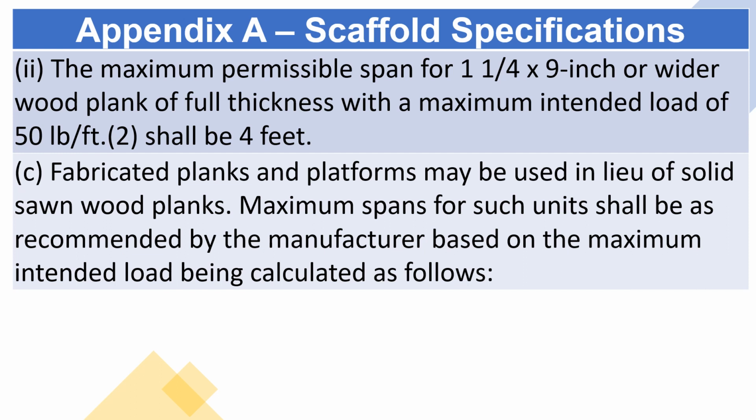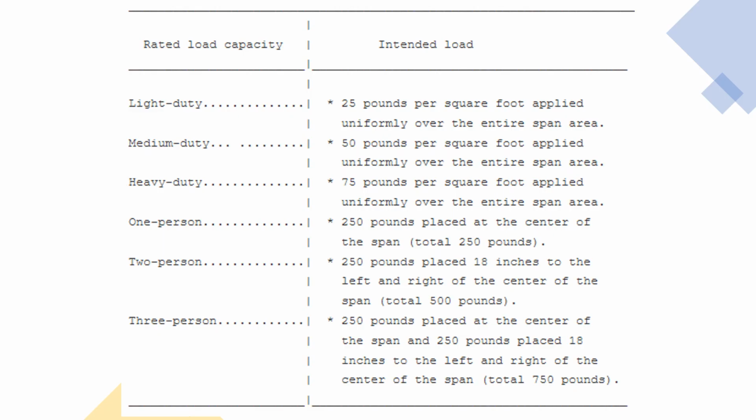C. Fabricated planks and platforms may be used in lieu of solid sawn wood planks. Maximum spans for such units shall be as recommended by the manufacturer based on the maximum intended load being calculated as follows. When the rated load capacity is light duty, the intended load is 25 pounds per square foot, applied uniformly over the entire span area. When the rated load capacity is medium duty, the intended load is 50 pounds per square foot, applied uniformly over the entire span area.